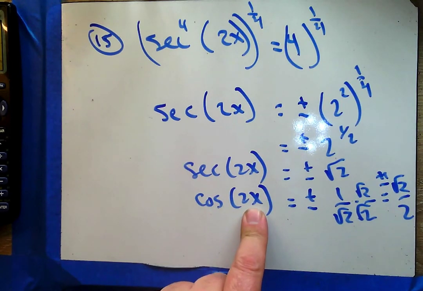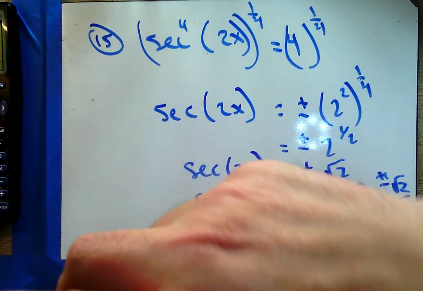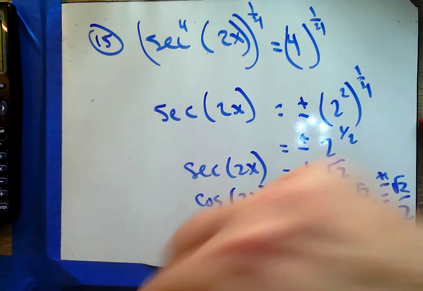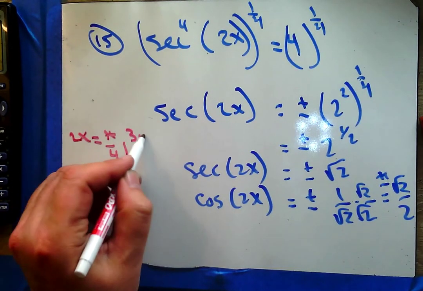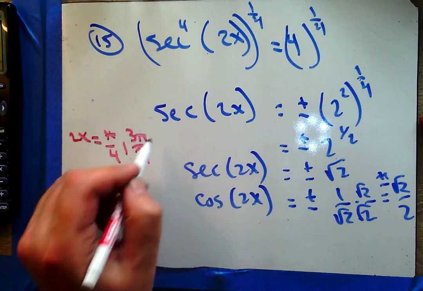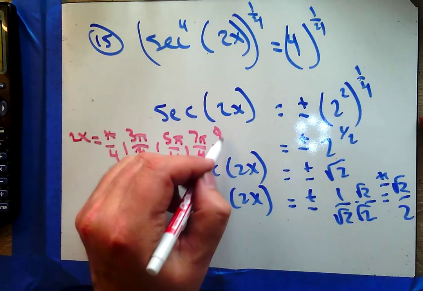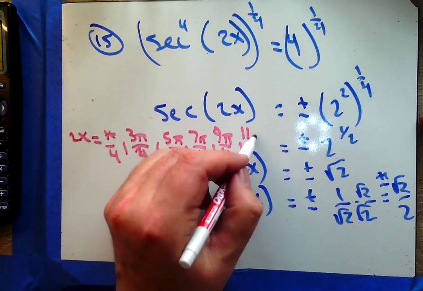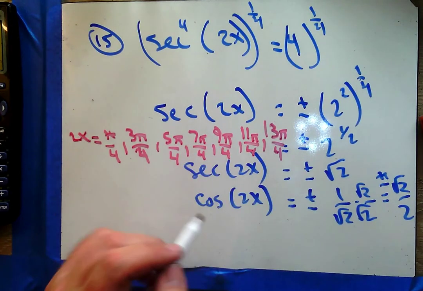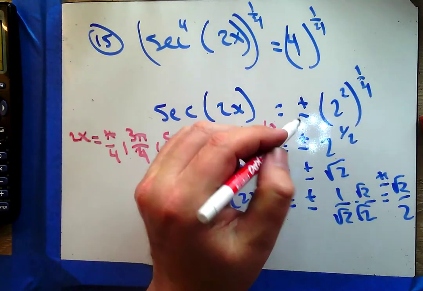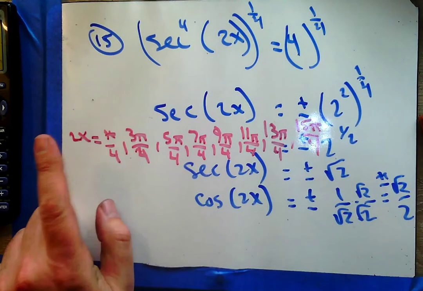So it looks like I'm picking up all of the pi over 4s, and I'm going to go around twice to do it. So what are those solutions? Well, we've got 2x equals pi over 4, 3 pi over 4, 5 pi over 4, 7 pi over 4, 9 pi over 4, 11 pi over 4, 13 pi over 4. Did I go too far? There's one period. No, I need to go a little further. 15 pi over 4. Okay, that's what 2x equals.